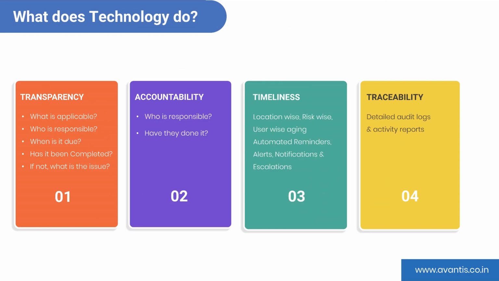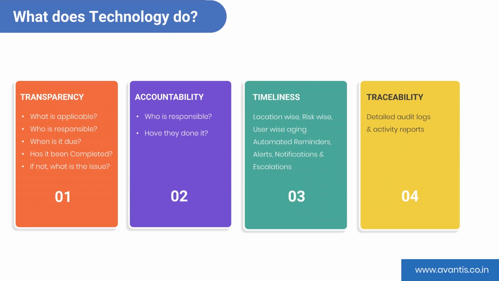So that's one. Second, software is supposed to bring in accountability. What do we mean by accountability? Having one throat to choke, knowing who is the person responsible for doing a compliance and who is their supervisor or reviewer who will make sure that the work was done correctly, and if there was any inaccuracy, making sure it is resolved in time.